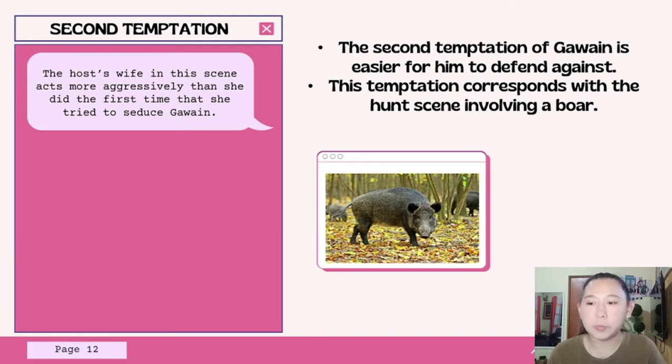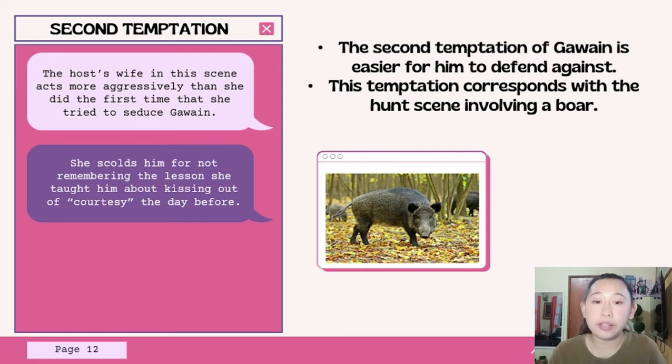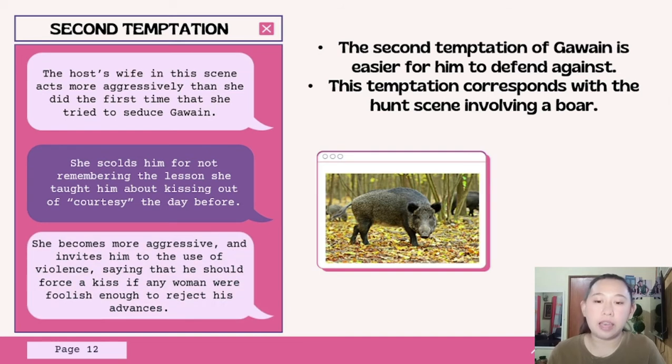seduce Gawain. She scolds him for not remembering the lesson she taught him about kissing out of courtesy the day before. That's why Gawain defended himself by telling her that he did not want to force a kiss on someone who would reject him. So she becomes more aggressive and invites him to the use of violence, saying that he should force a kiss if any woman were foolish enough to reject his advances. But Gawain rejects her advances and tells her that this is not acceptable behavior and that he can give a kiss if a lady is willing.